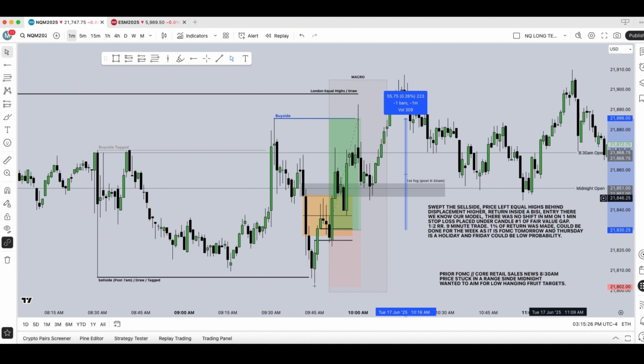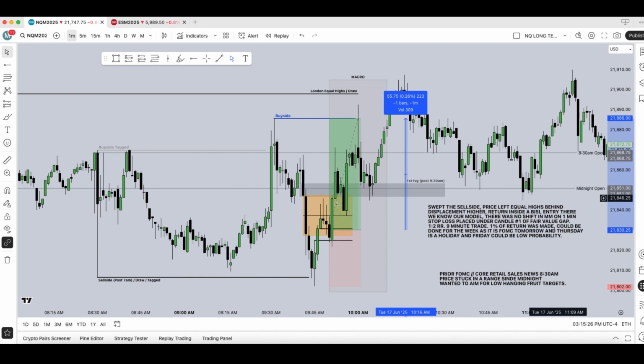Then what happened next? We have higher displacement, and the price came back inside this BISI right there. Notice how the bodies respect that BISI here, and the wick does the damage. Then we expand higher above that SIBI, acting as inversion fair value gap, and we retrace back into the consequent encroachment of that inversion fair value gap here.